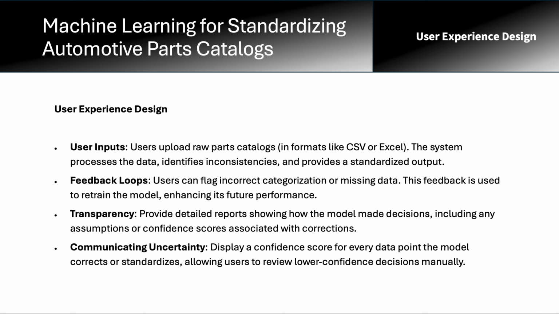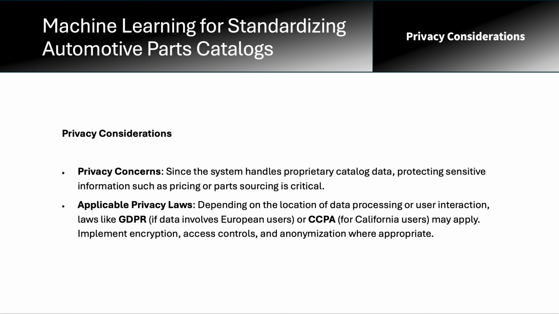Transparency: we want to provide detailed reports showing how the model made decisions, including any assumptions or confidence scores associated with corrections. Communicating uncertainty: display a confidence score for every data point the model corrects or standardizes, allowing users to review lower confidence decisions manually.